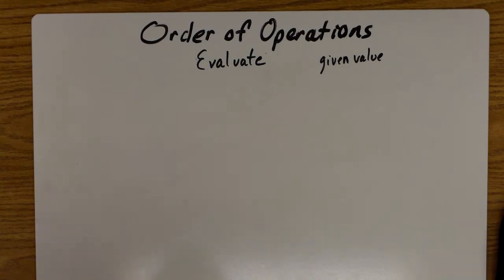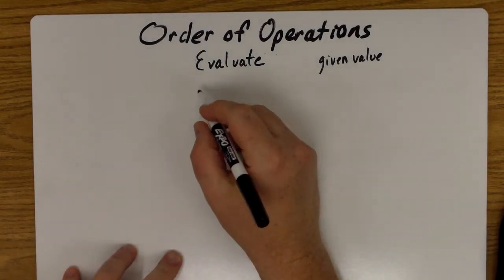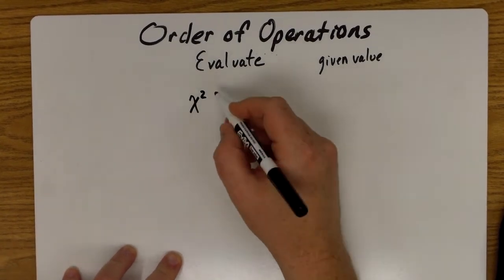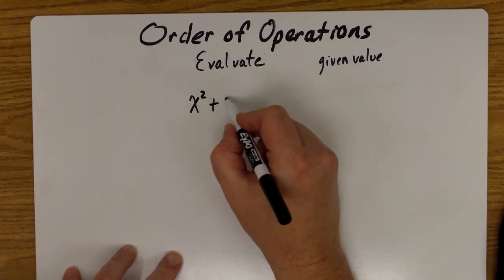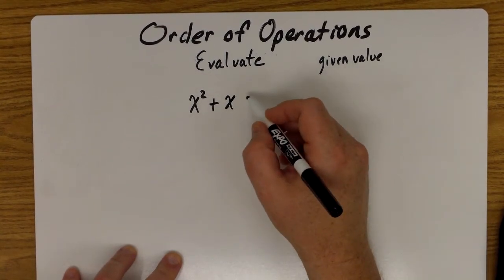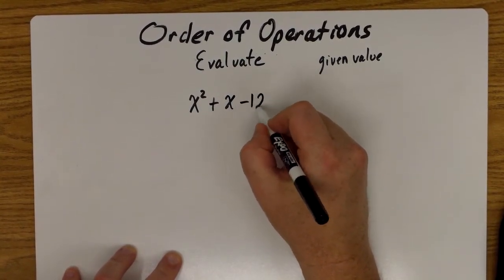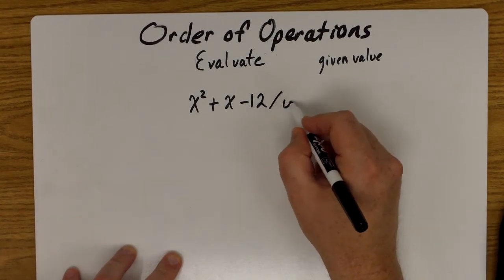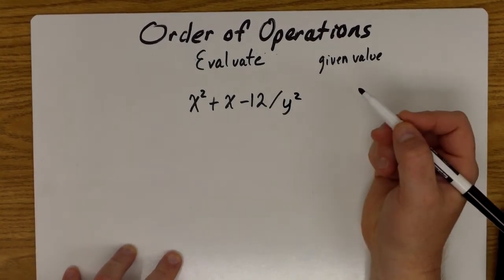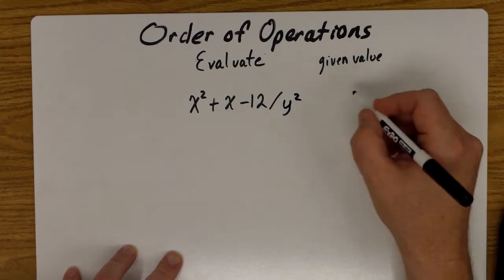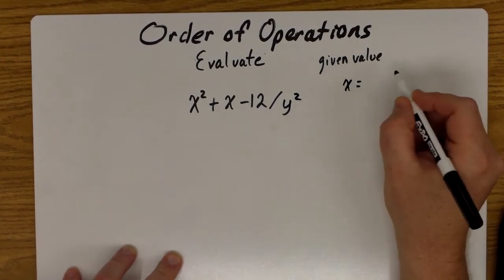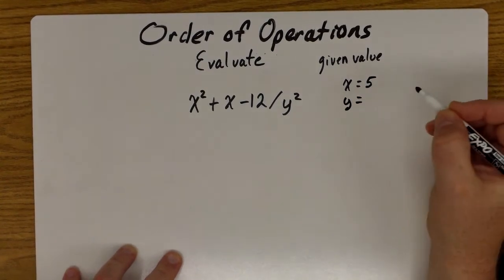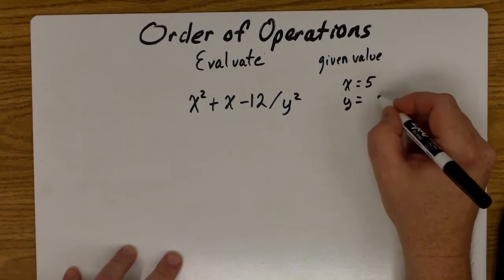First example we're going to do is x squared plus x minus 12 divided by y squared, and we're going to say that x is equal to 5 and y is equal to, let's call it 2.